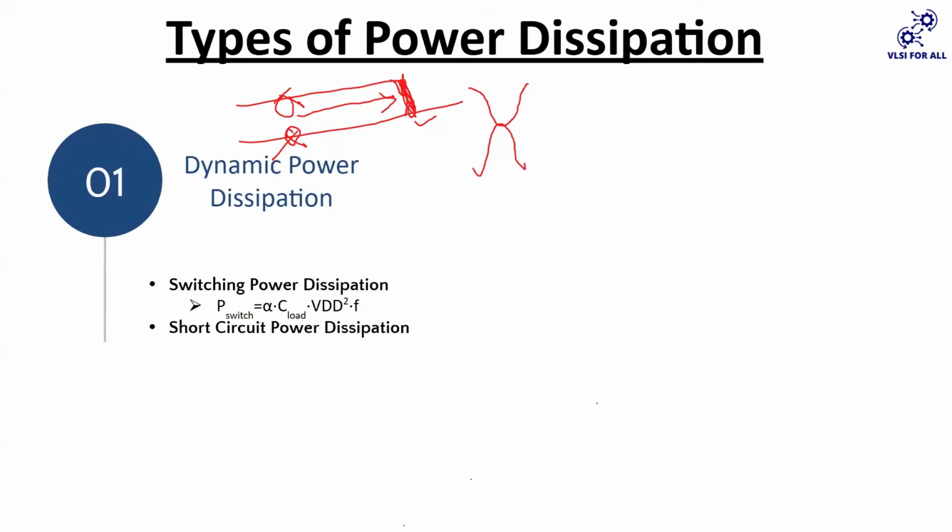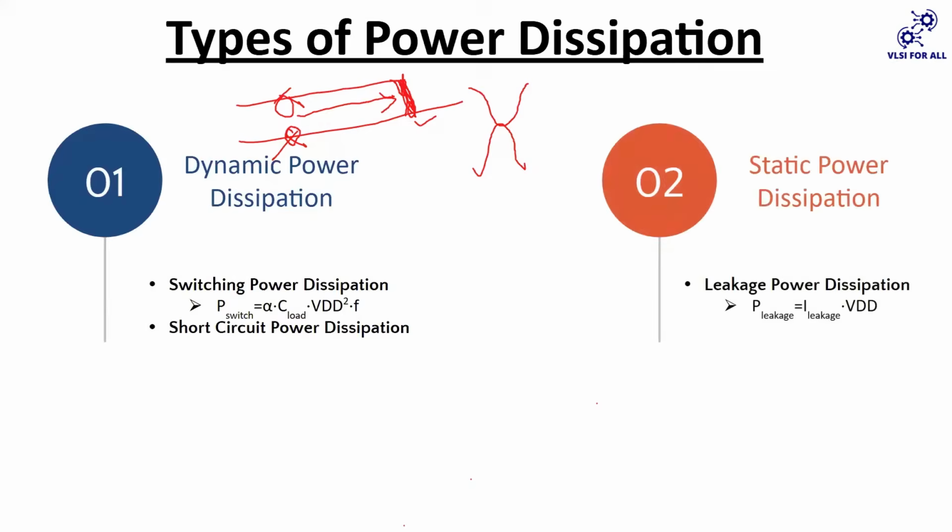Now, the first is the dynamic power dissipation, while the second one is the static power dissipation, correct?